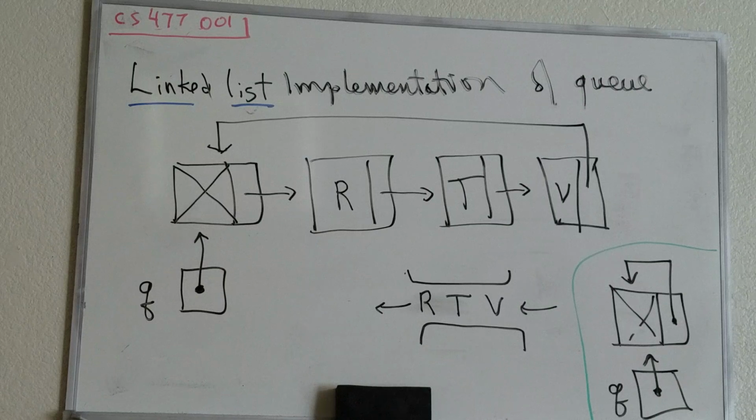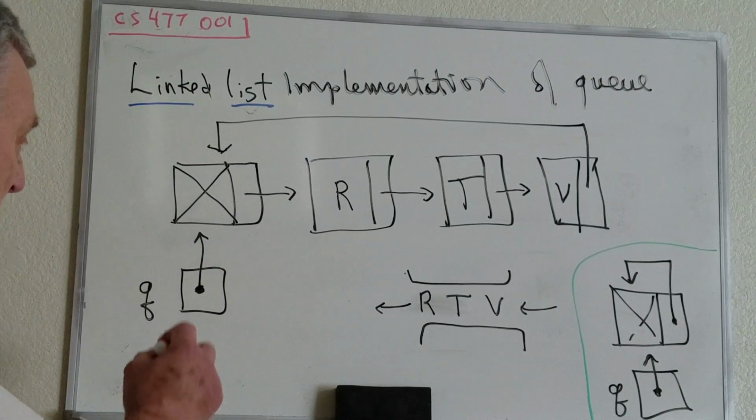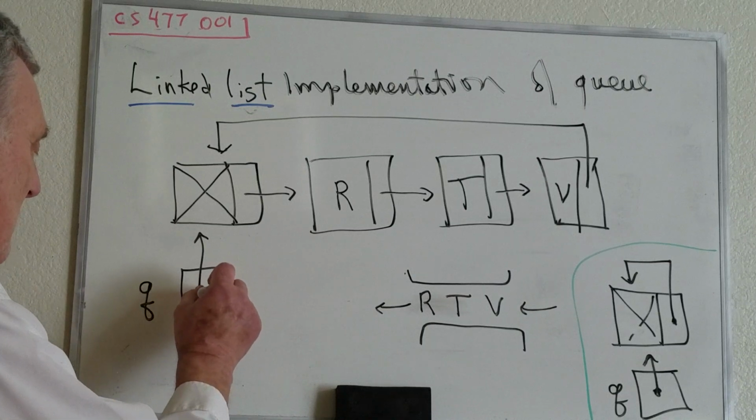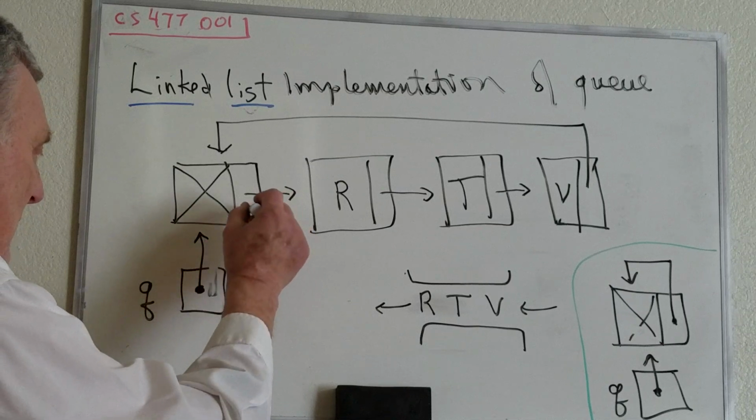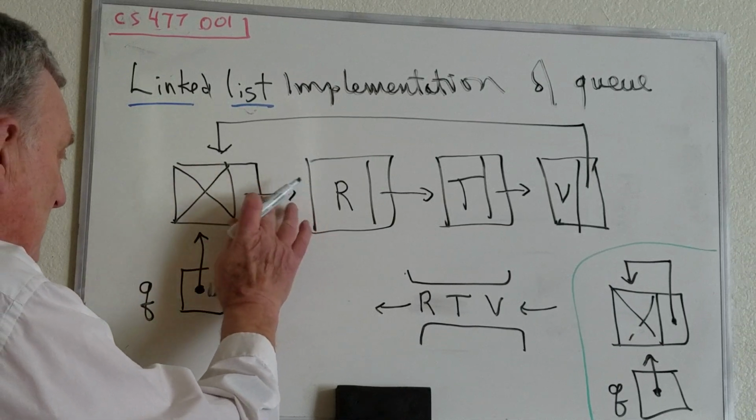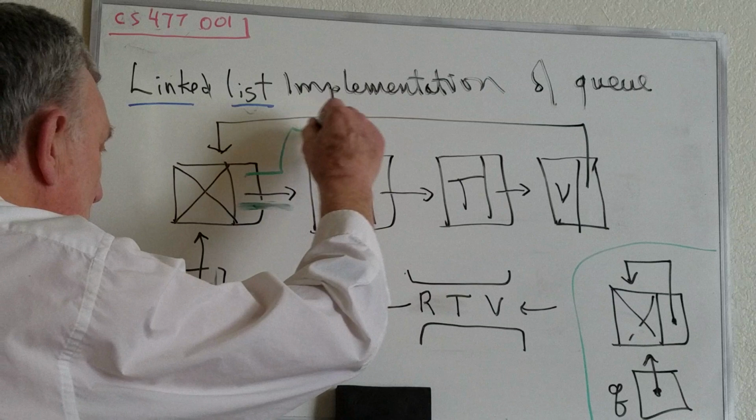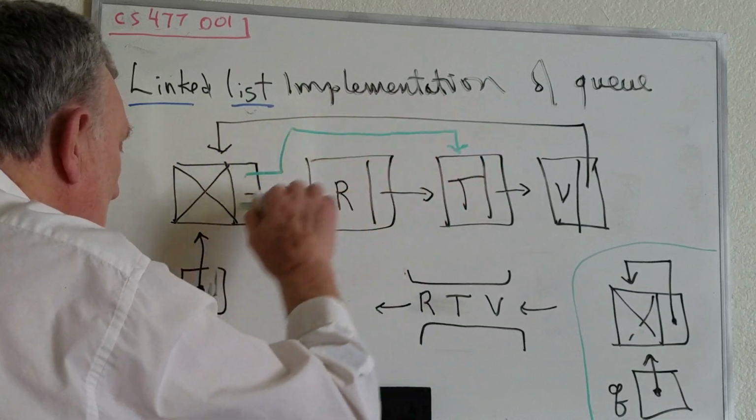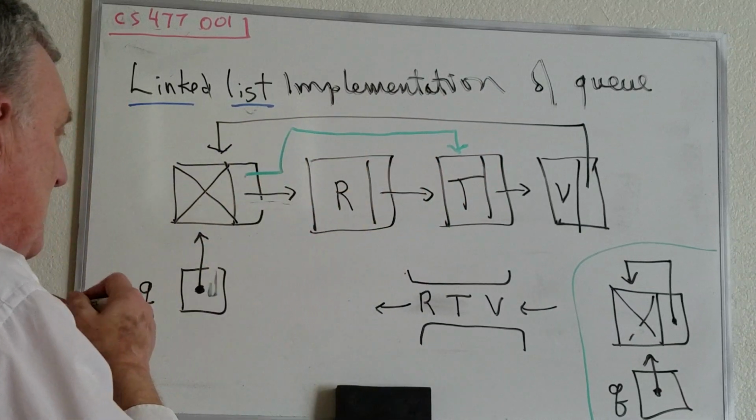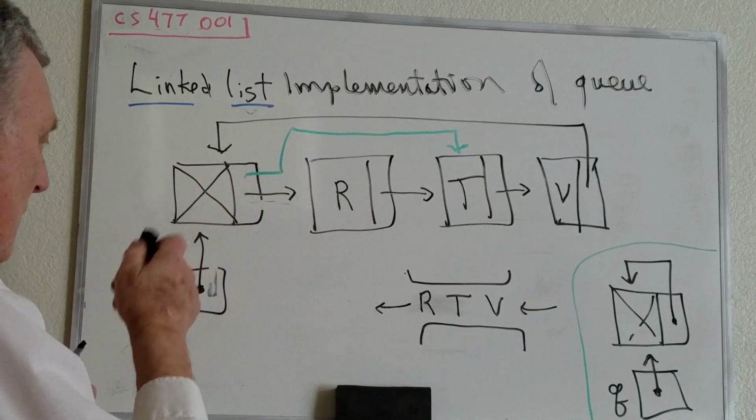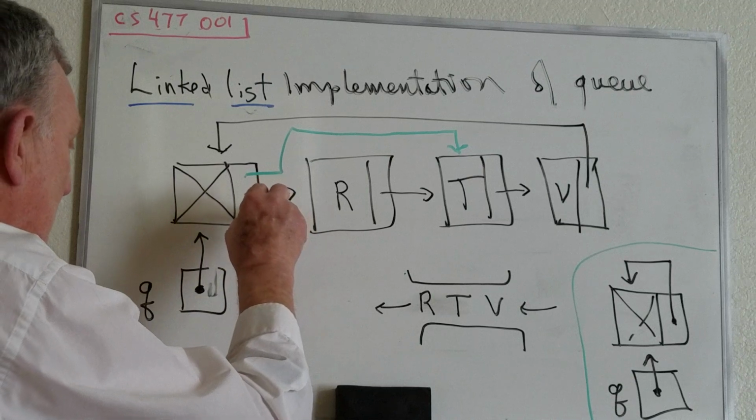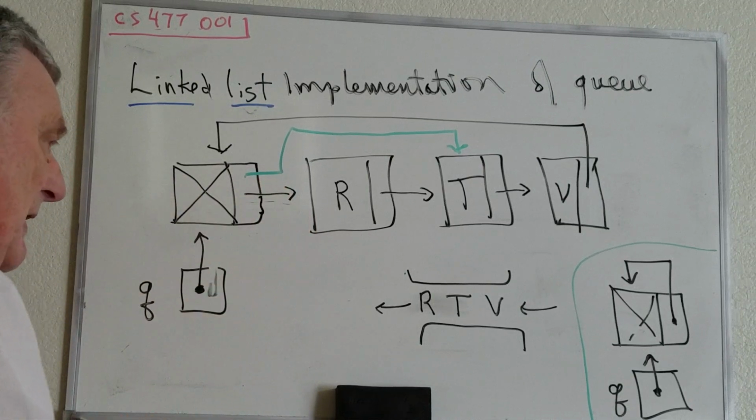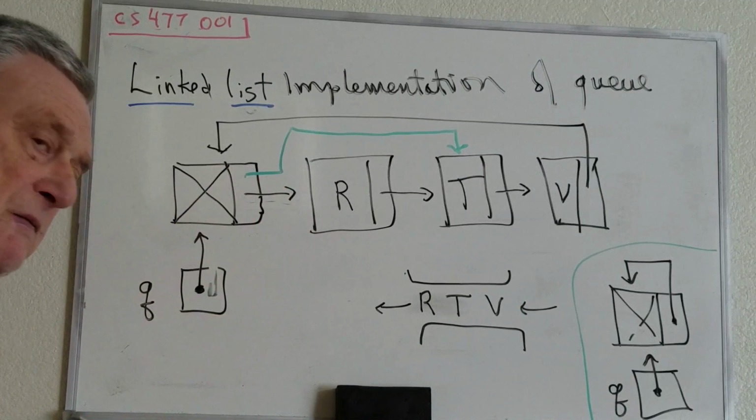All right, now deletion from the queue is relatively simple. What we do is we change this pointer here to point to that one. This creates garbage in the sense that this one is no longer there. But you notice that the R has been deleted from the queue. All right, now insertion is more difficult.